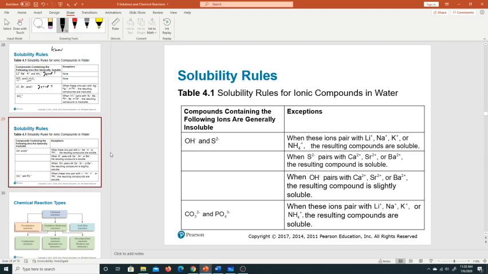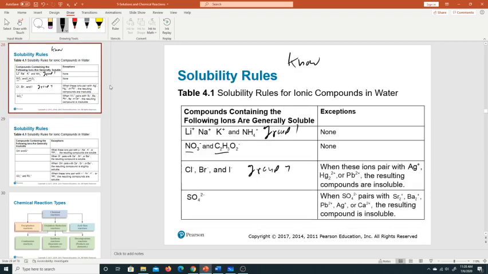In Chem 1025, you're given a solubility chart. In this class, you're not going to be given a solubility chart. This is important when it comes to predicting complete ionic equations and net ionic equations.